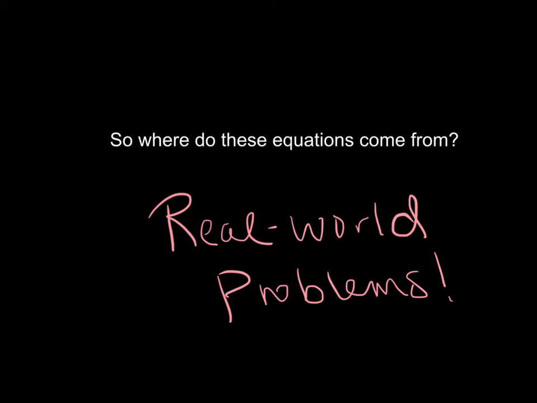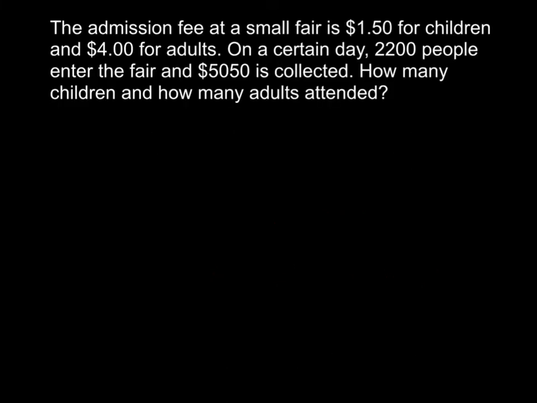So we're going to take a look at some problems, some word problems, and try to pull out the equations from the problems. Here's the first problem. Pause the video to take a minute and write this down on your paper. The admission fee at a small fair is $1.50 for children and $4 for adults. On a certain day, 2,200 people enter the fair and $5,050 is collected. How many children and how many adults attended?